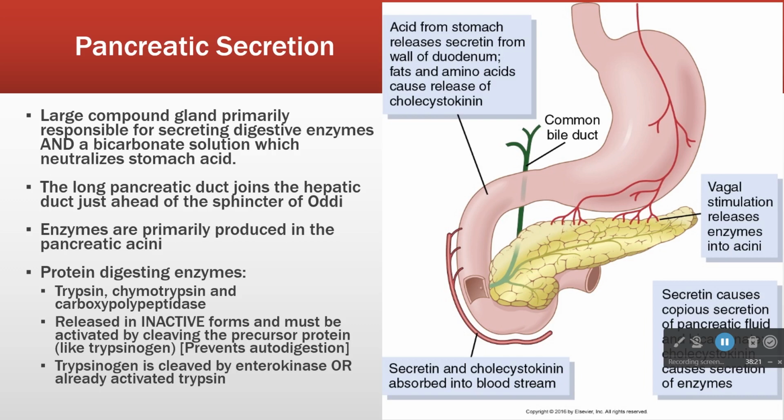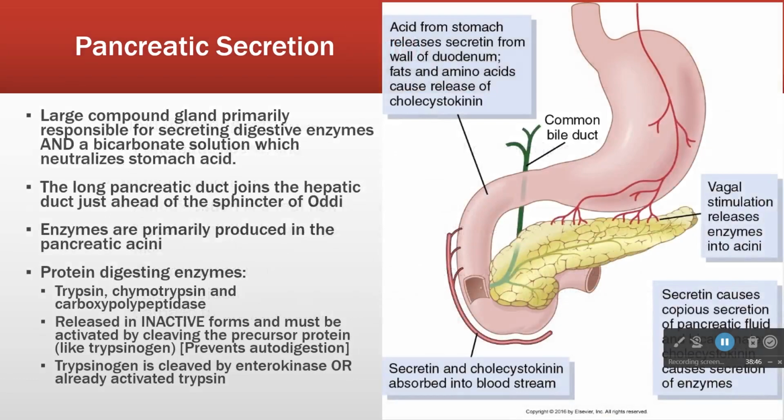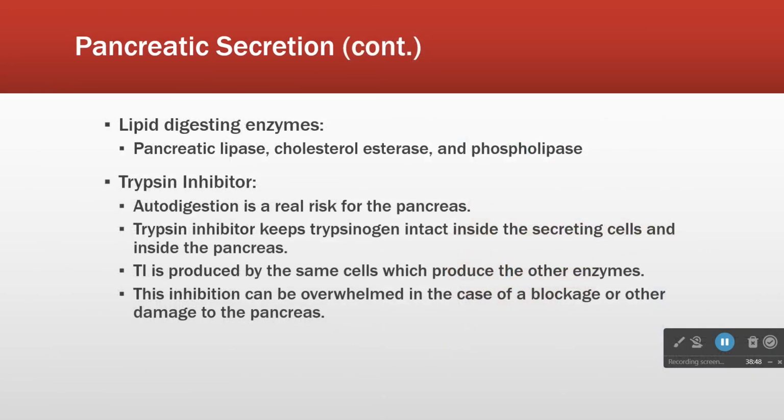Okay, so let's see, I think we got all that. Pancreatic secretion. The primary stimulator of bicarbonate secretion is secretin, okay? Cholecystokinin is the primary stimulator of enzyme formation of the pancreas. And we'll talk a little bit more about that later on. All right, so last bullet point, this slide is protein digesters. Now let's look at the other digesters.